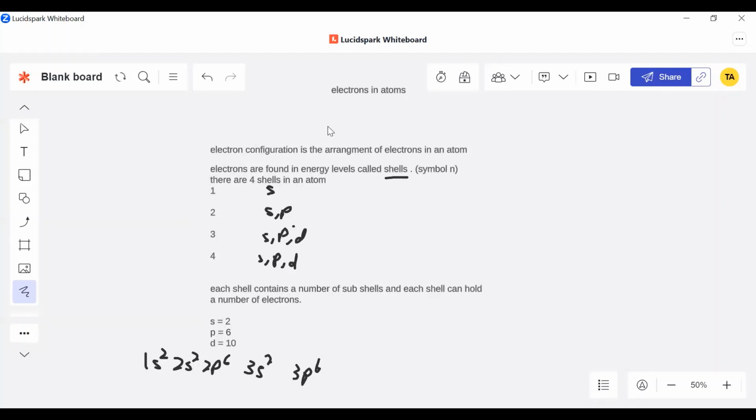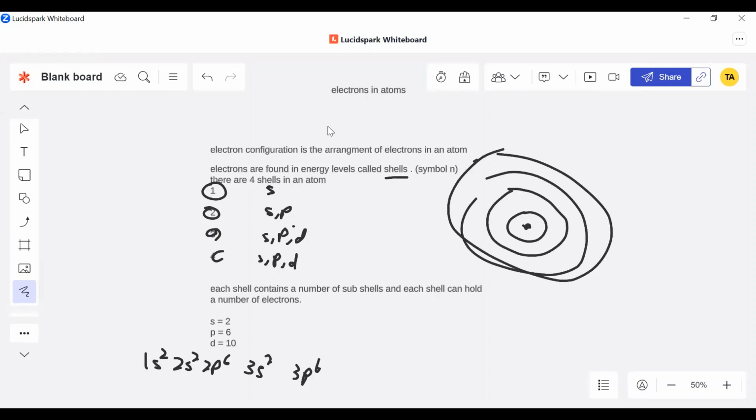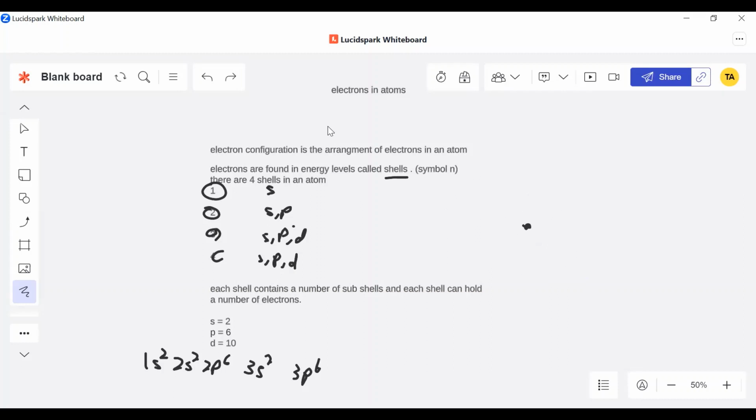And there are 4 shells in an atom. So there are 1, 2, 3, 4 shells. So basically, let's say this is the nucleus. This is 1 shell. This is the 2nd shell, 3rd shell, and similarly the 4th shell, like this. But what's more important is that these 4 shells have a number of subshells, and each shell can hold a number of electrons.